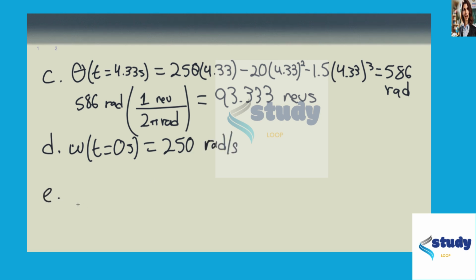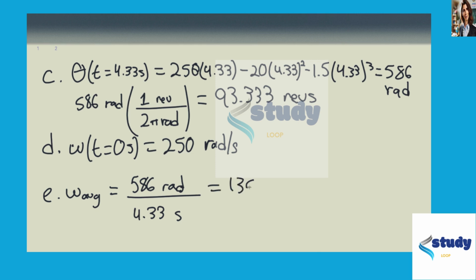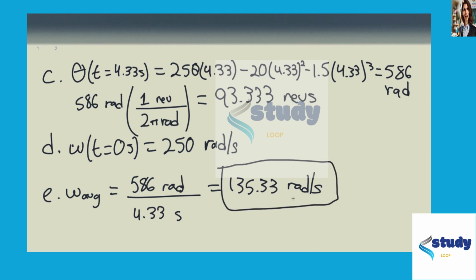And then E asks us to find the average angular velocity, which should be simply 586 radians over that time of 4.33 seconds. So this is going to be simply 135.33 radians per second. This would be your average angular velocity in that 4.33 second time span. And that's the end of the solution.